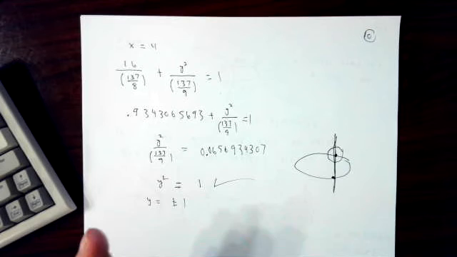So this is an ellipse. It has the correct point. And if you calculate the eccentricity, you'll find out that that's correct too.